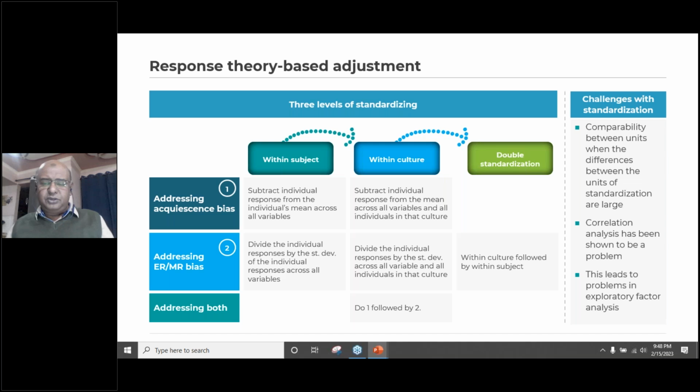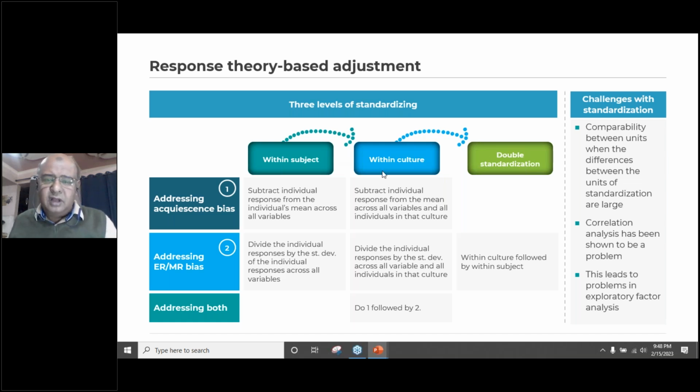The other problems that arise from this is that the statistical fact that the sum of deviations around the mean must always be 0. That leads to problems in correlation analysis, exploratory factor analysis, and basically variance covariance analysis methods. So these are some problems with this, but this is still a very popular method in social sciences, and especially in market research.